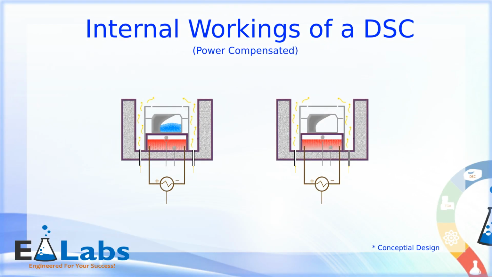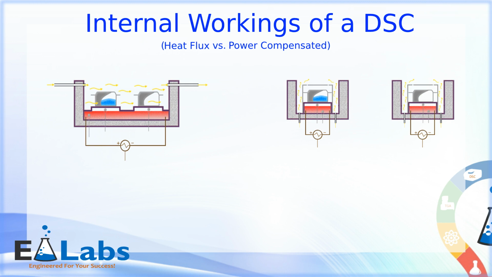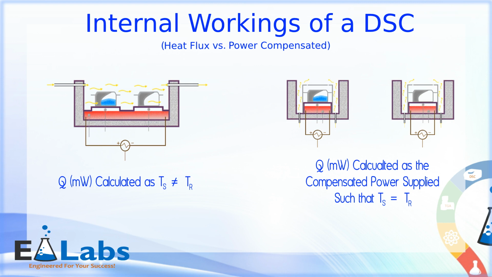The power-compensated DSC has the same basic design as the heat flux, with two primary exceptions. Both pans are contained within separate furnaces, and the heaters are independently controlled. Doesn't seem like such a design alteration would do anything, right? So what does this change mean? A heat flux DSC calculates the energy flow into the sample based on the temperature difference between the reference and sample. The power-compensated DSC calculates the energy flow into the sample based on a fluctuation of energy necessary to keep the sample at the same temperature as the reference.